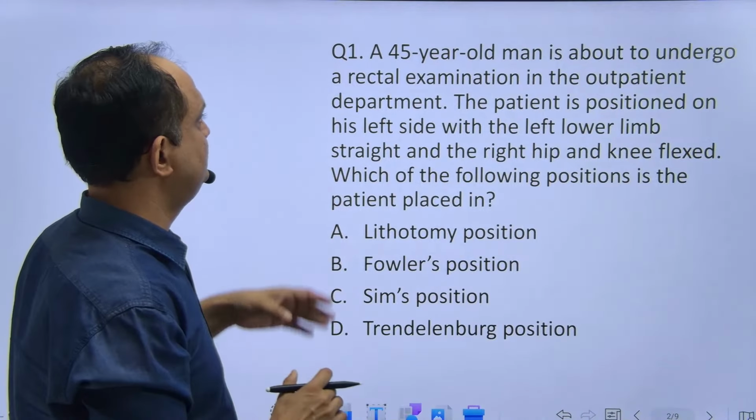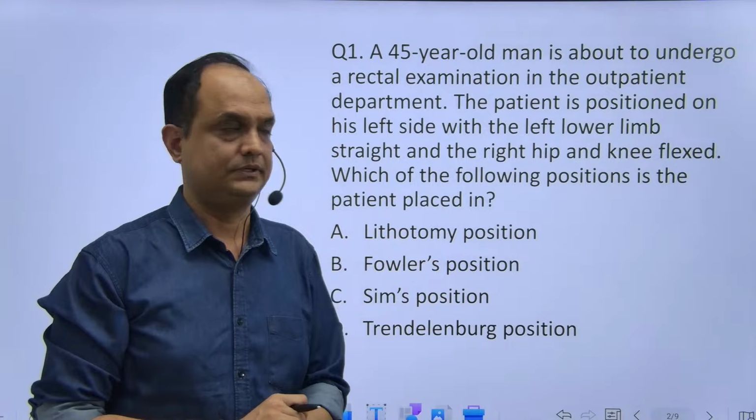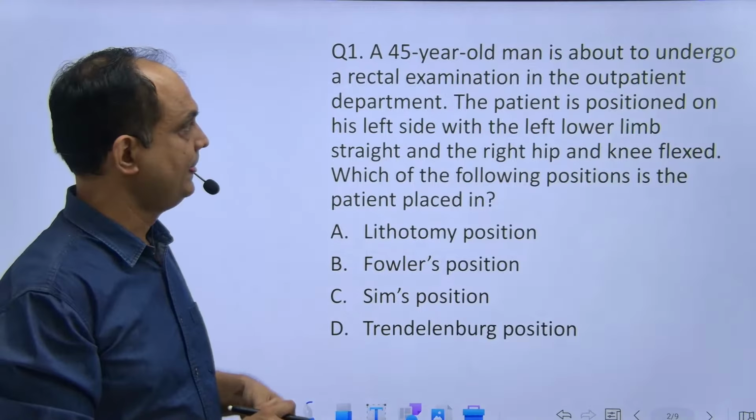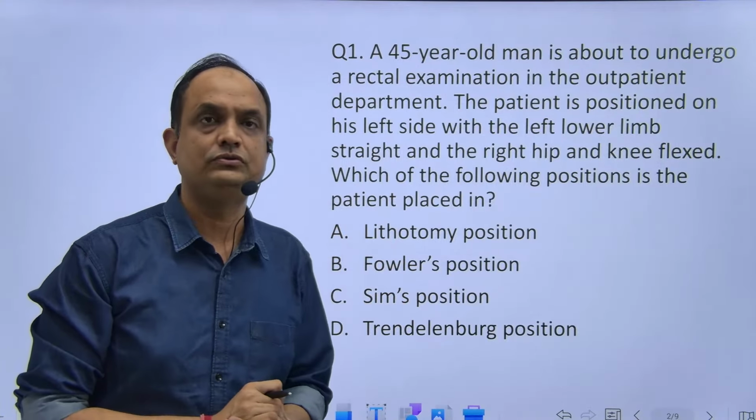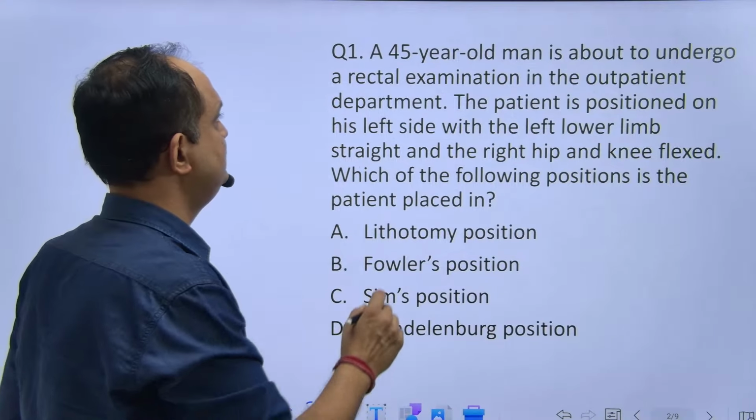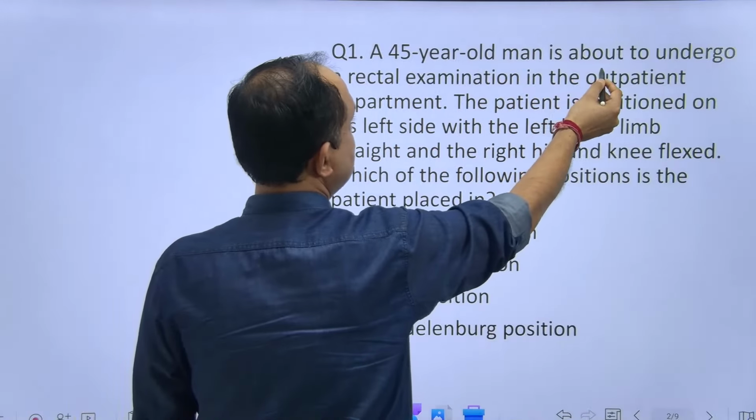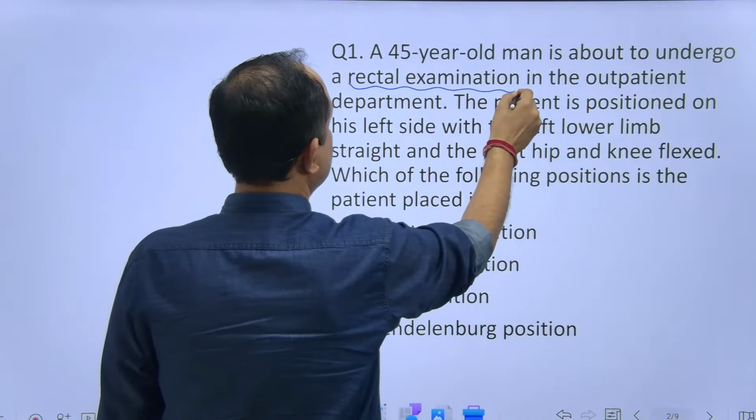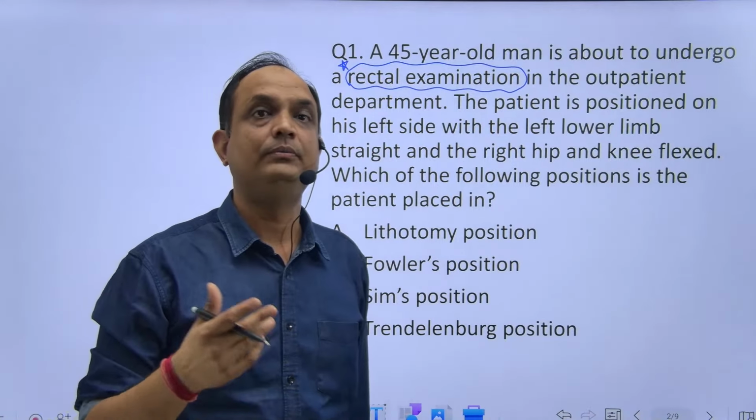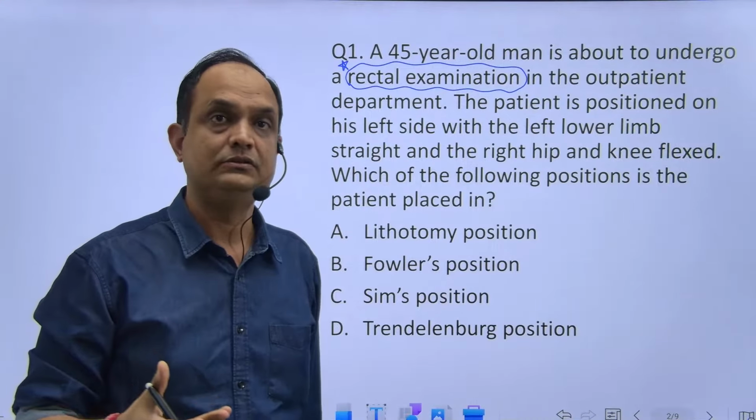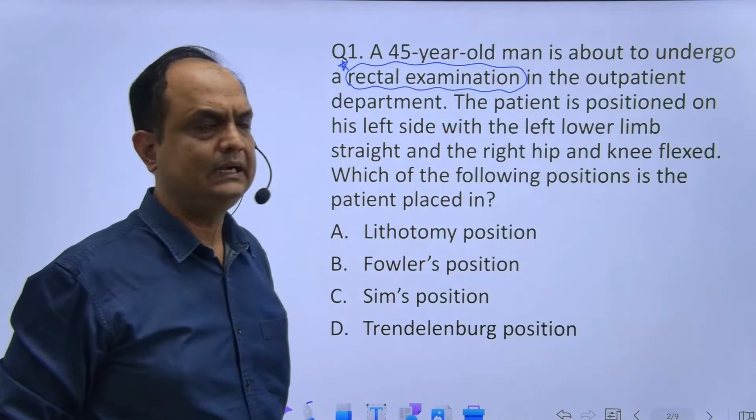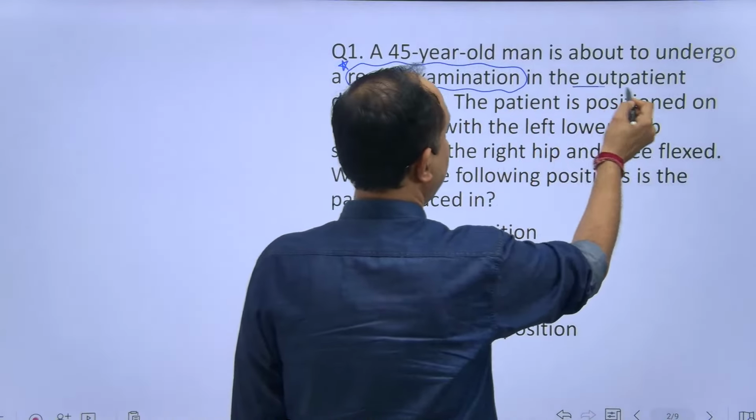If you read this question, it has four positions in the options: lithotomy position, Fowler's position, Sims position, and Trendelenburg's position. It is clear that this question belongs to the first chapter of your anatomy, the positions of the body. The question says a 45-year-old male is about to undergo a rectal examination. The key point is that the person is here for a problem related to the anal canal or rectum, like piles, a fissure, or some pain in the local region. So a rectal examination is required, and it is always an OPD basis process.